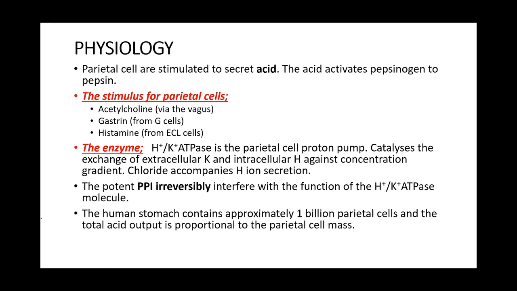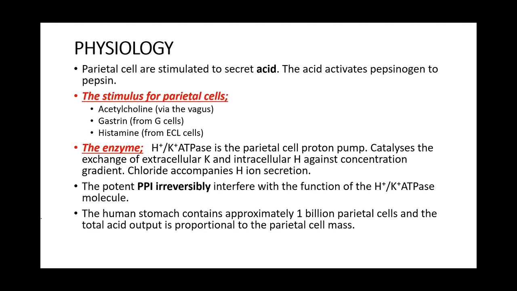The acid activates pepsinogen to pepsin. Now, what are the stimuli that cause the production of acid by parietal cells? These stimuli include acetylcholine via the vagus stimulation, gastrin via the G cell release, and histamine from the enterochromaffin-like cells. These are the stimuli.